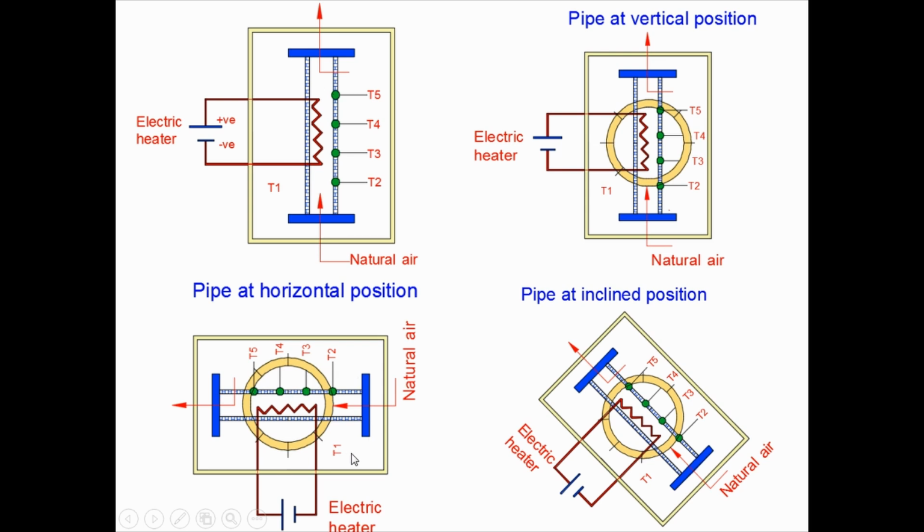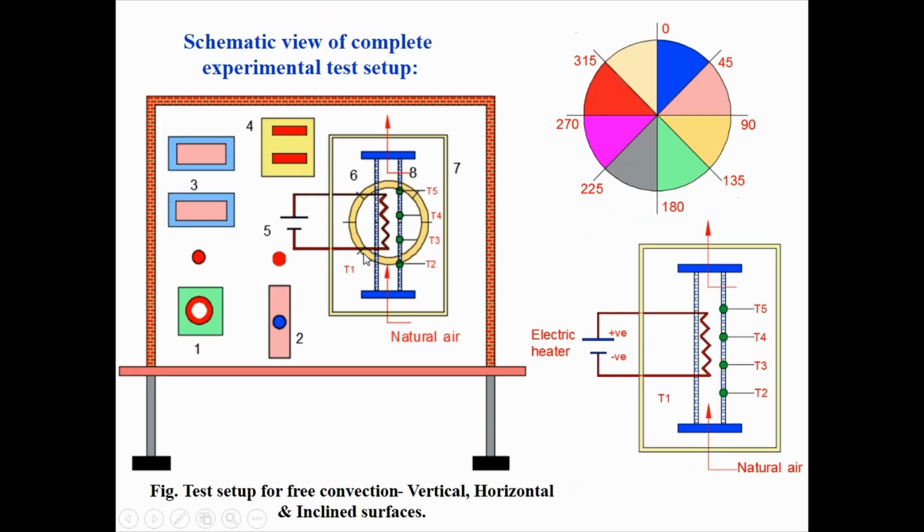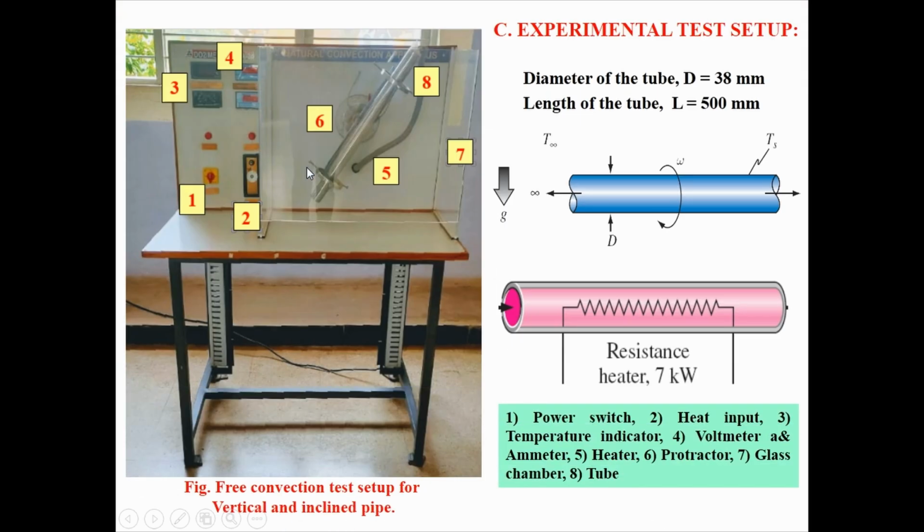Now we will do the vertical position and we will do the inclined position. First I will start with the tabular column. First one, vertical position. T1 represents the ambient air temperature, which you take by rotating this knob. By rotating this knob you can take T1. You will get the T1 reading here on the temperature indicator. You have to write down what T1 is equal to.